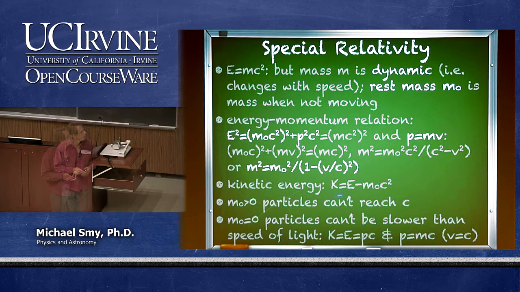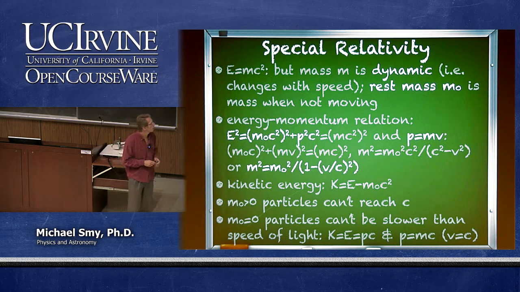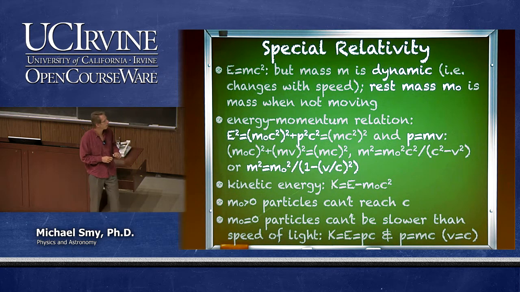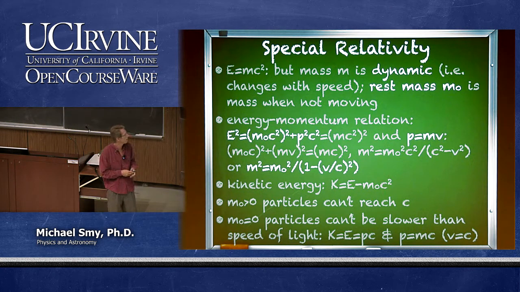The kinetic energy is the energy minus the rest energy, meaning the energy that we get in the rest frame of the particle. And that has the following consequences: if you have a rest mass that is bigger than 0, then particles cannot reach the speed of light. They have to be slower than the speed of light. The reason is that if v becomes c, then the denominator becomes 0, and the dynamic mass becomes infinite, so it requires an infinite amount of energy to accelerate particles with rest mass bigger than zero to the speed of light.